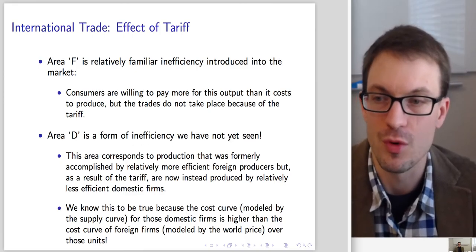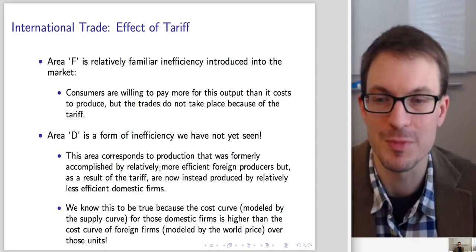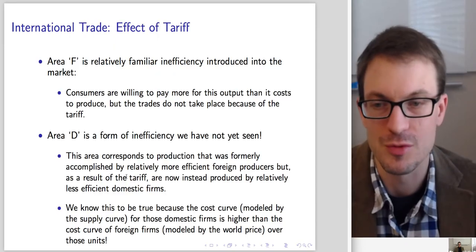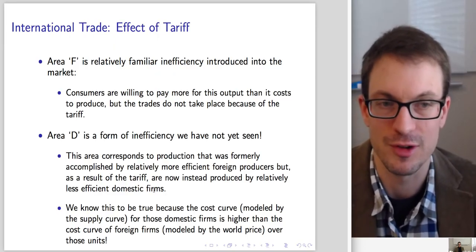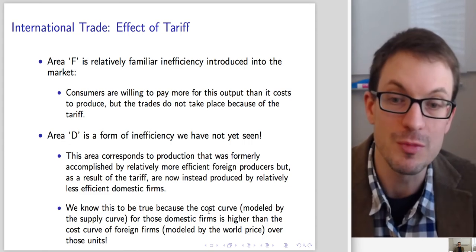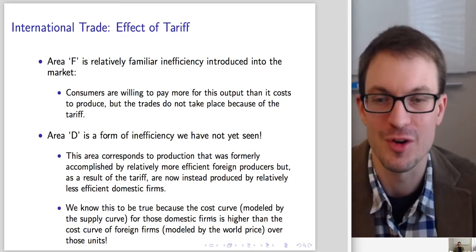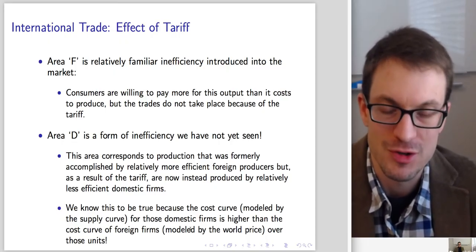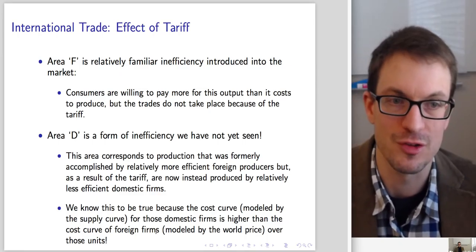I introduced this before. This corresponds to the production that was formerly accomplished by relatively more efficient foreign producers, but as a result of the tariff are now produced by relatively less efficient domestic firms. So we know this to be true because the cost curve, as modeled by the supply curve for domestic firms, is higher than the cost curve for foreign firms, as measured by the world price for those units. So clearly inefficiency.